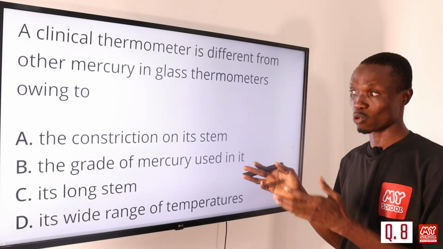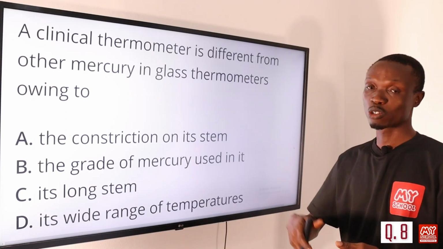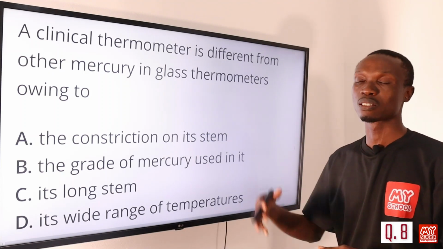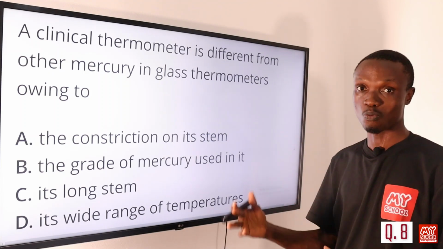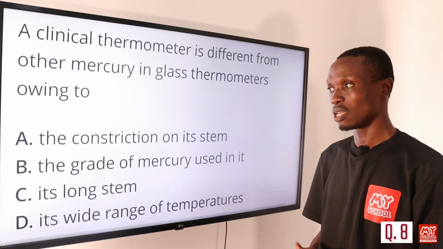The importance of this constriction on its stem is just to prevent the mercury from returning or dropping immediately back into the bulb once the thermometer is removed from the patient. Okay, so that makes option A the correct answer to this question.